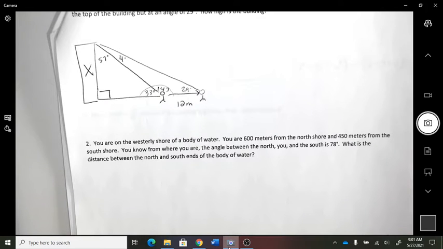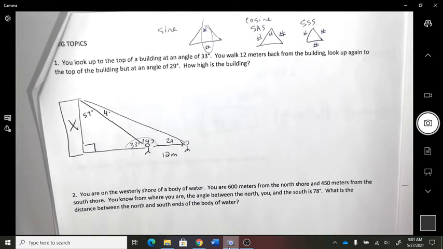Okay, so that's where you need to start. Get all the angles possible. Now, are you going to use sine law or cosine law? Do you have any pairs? Do you have a SAS? Do you have a triple S?